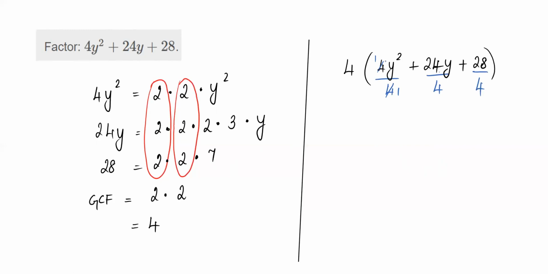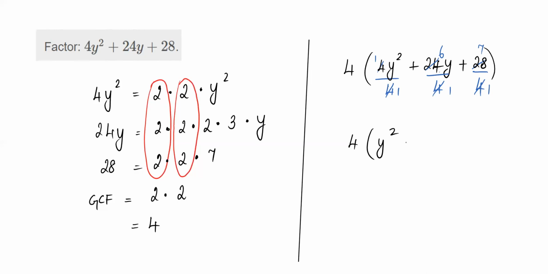4 times 1 is 4. 4 times 1 and 4 times 6 is 24. 4 times 1 and 4 times 7 is 28. For those of you who'd like to see it as 4 times what will give me 4y squared, you will still arrive at the same answer.